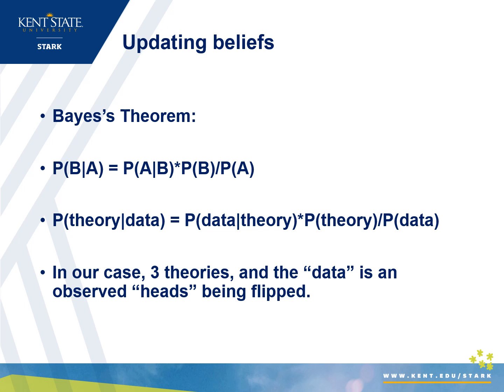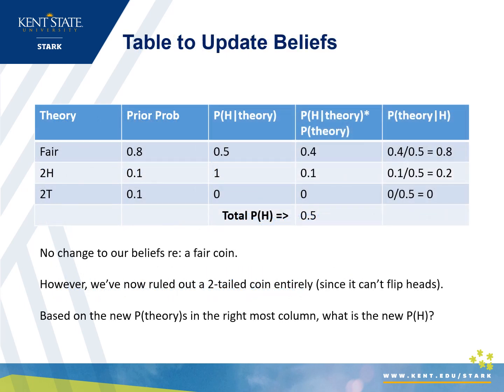In our case, we have those three theories. The data is that we just observed heads being flipped. So let's walk through how we do this. Right, so the first theory was that it's a fair coin. We gave it a probability of 0.8 to start with, and we have the probability of heads being 0.5. So we multiply those two together, that gives us 0.4. Now for two heads, we have a prior probability of 0.1. A probability of a heads, if it is in fact a two-headed coin, would be 100%. So multiply those two together, that gives us 0.1.